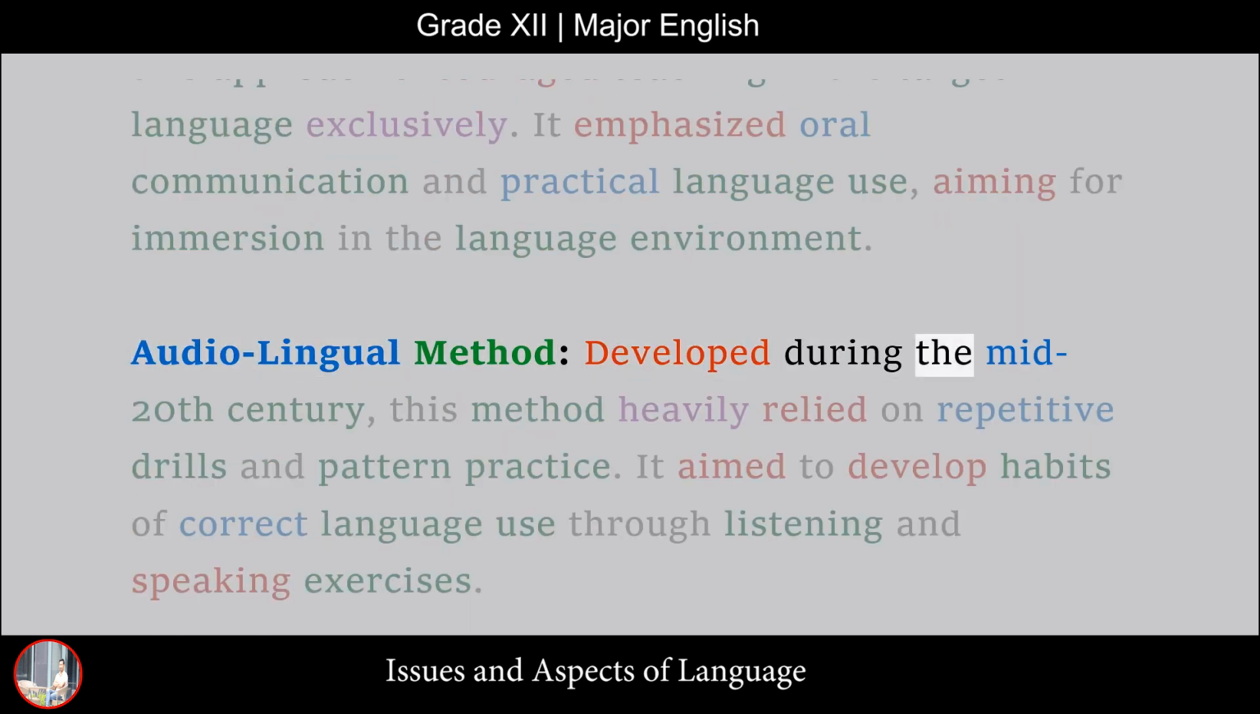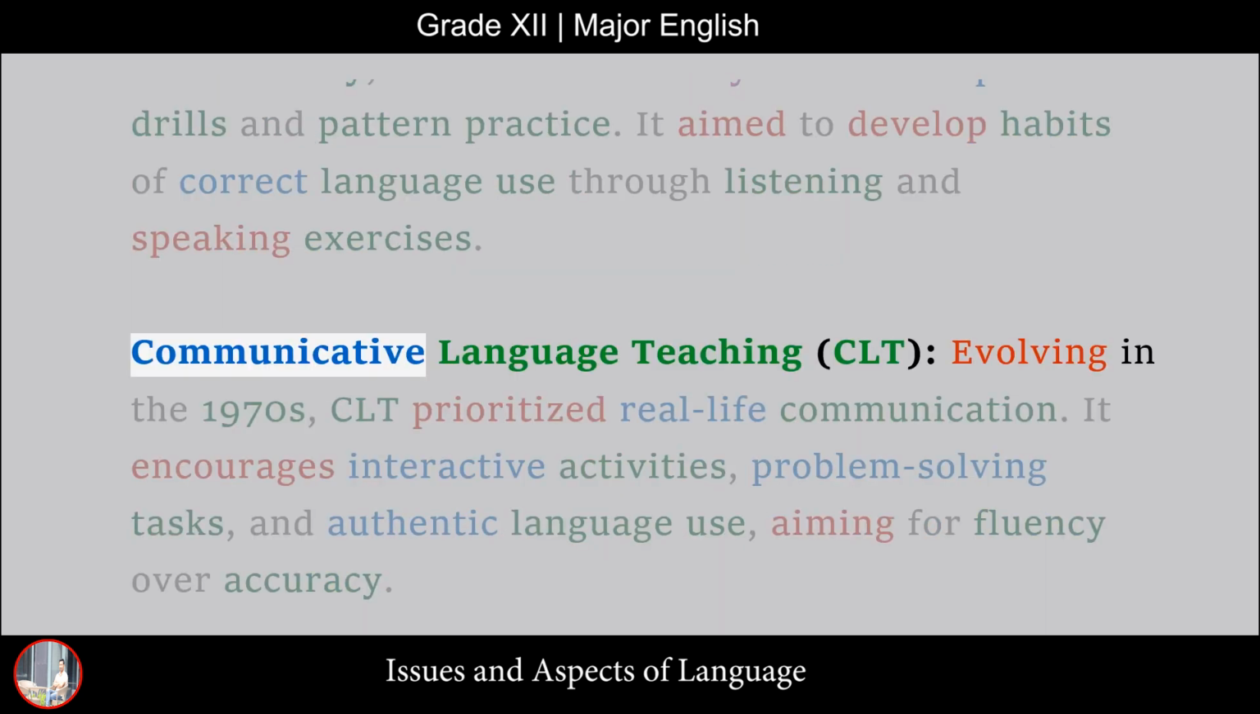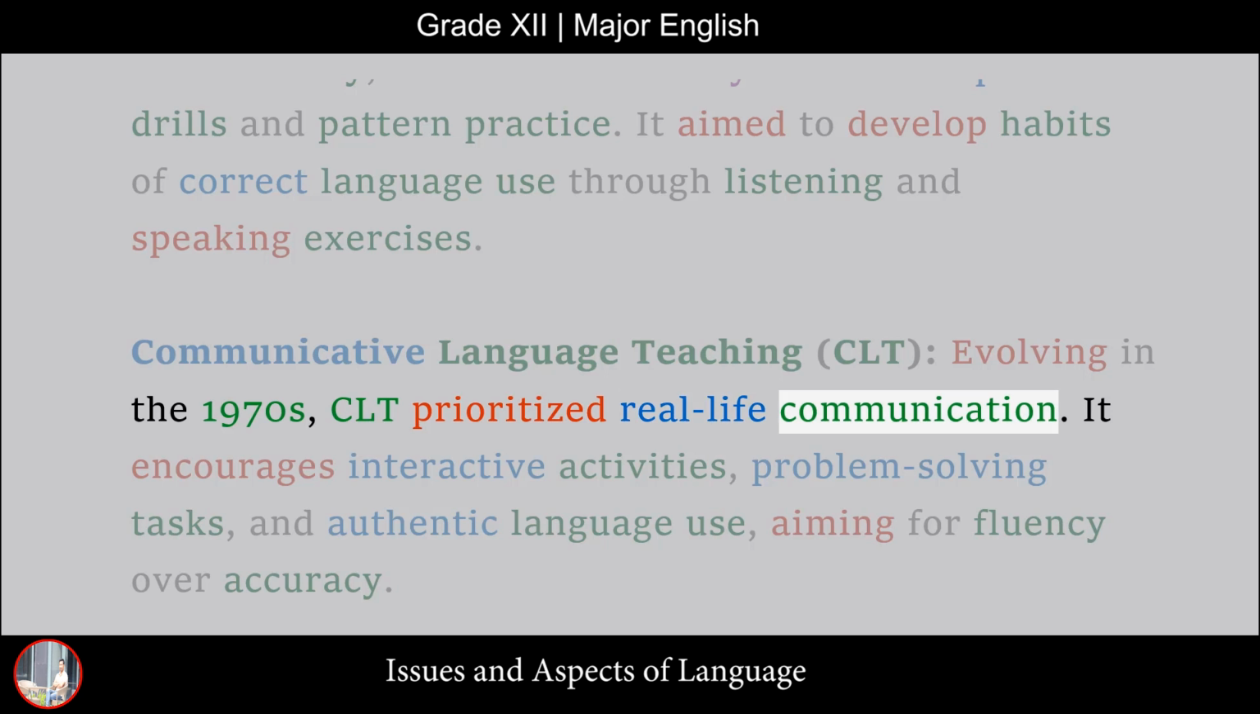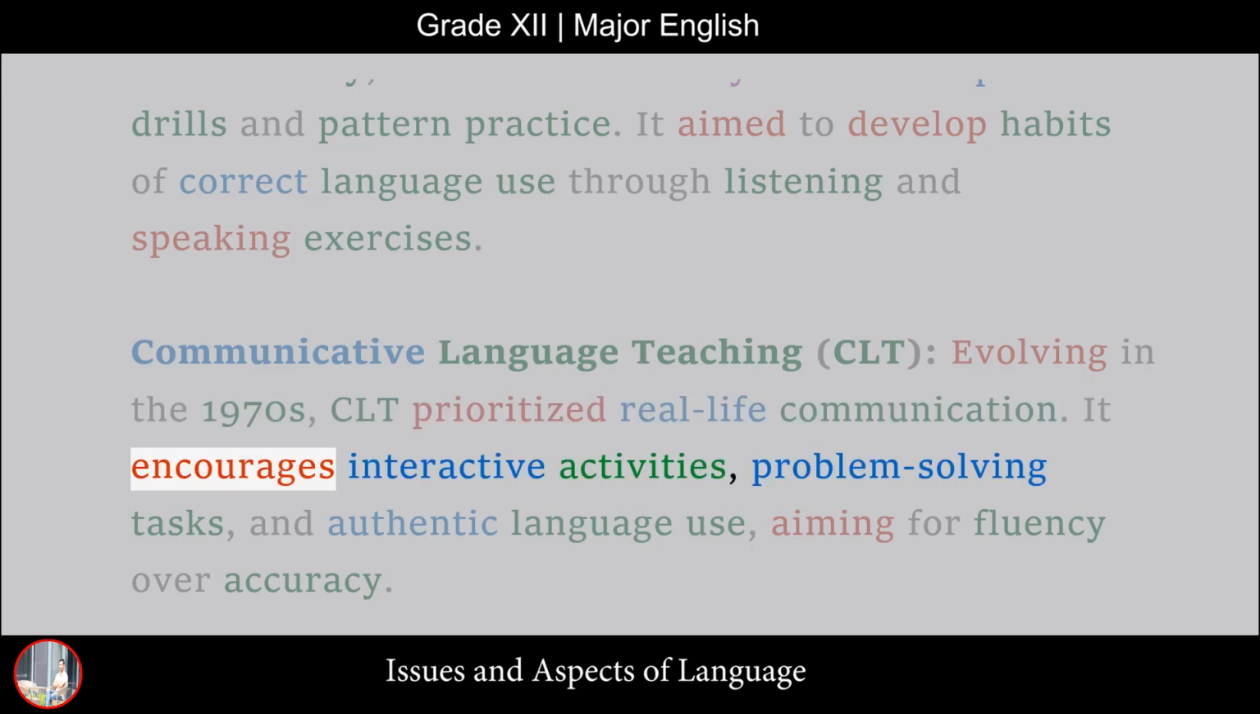Audiolingual method, developed during the mid-20th century. This method heavily relied on repetitive drills and pattern practice. It aimed to develop habits of correct language use through listening and speaking exercises. Communicative language teaching, CLT, evolving in the 1970s. CLT prioritized real-life communication. It encourages interactive activities, problem-solving tasks, and authentic language use, aiming for fluency over accuracy.